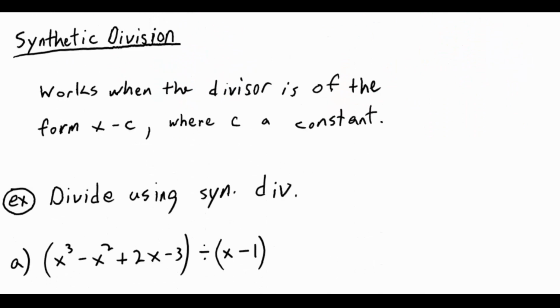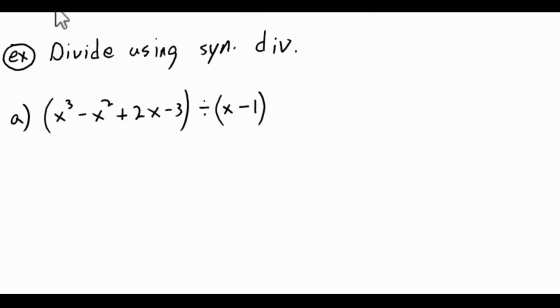Synthetic division works when the divisor is of the form x minus c. It's important you look at that. x minus c is the form that we cling on to, where c is a constant. So in this example, we're going to divide using synthetic division. I don't know why I wrote it so large.